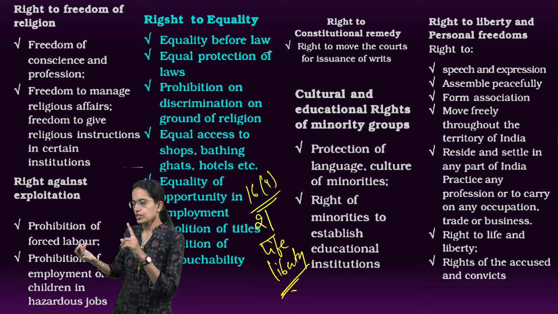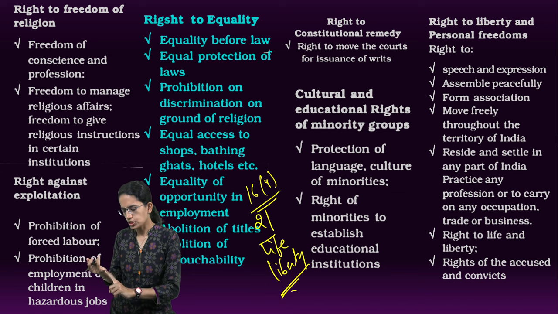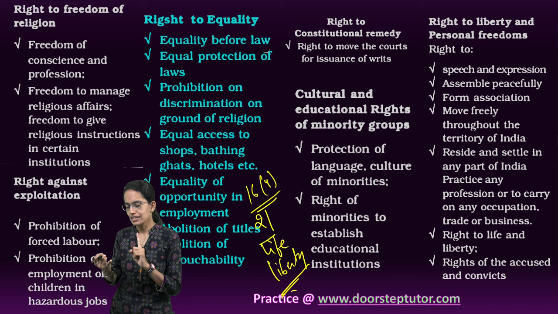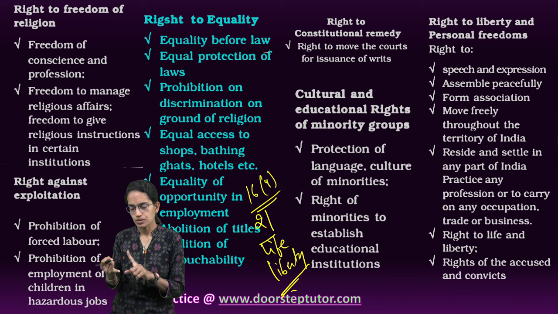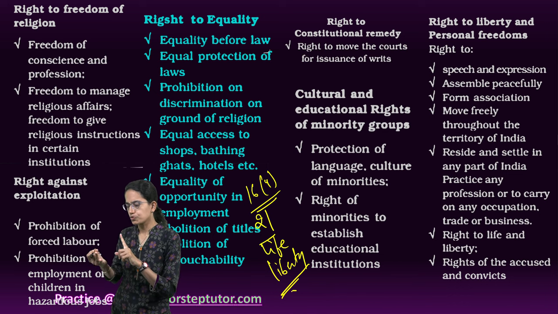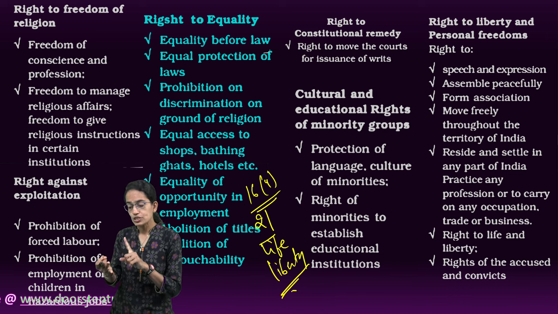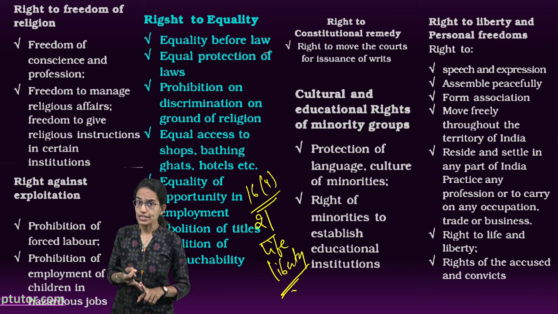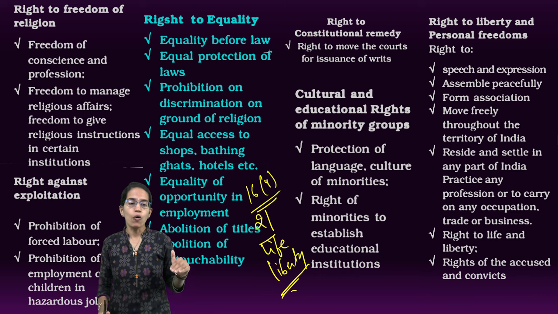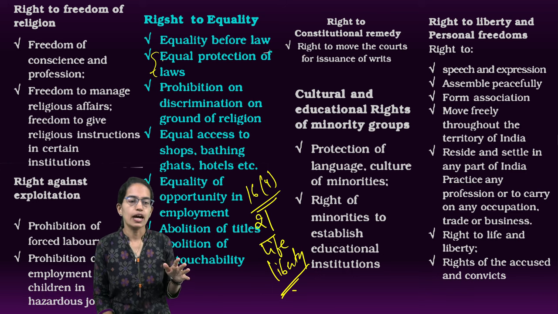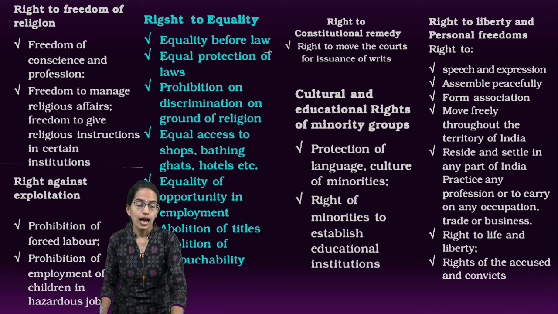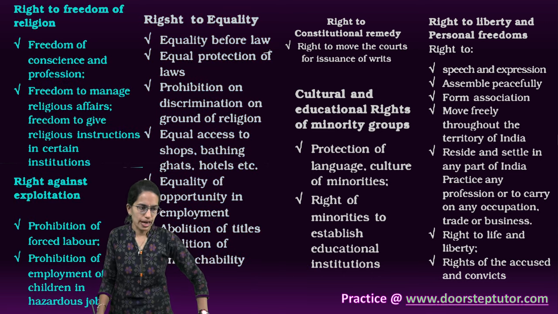So when we talk about certain sections of the society, what do we highlight? Women, weaker sections, minorities, socially backward, educationally backward, financially backward. Those are all equally protected under the law. Clear? And no discrimination could be made on that basis.